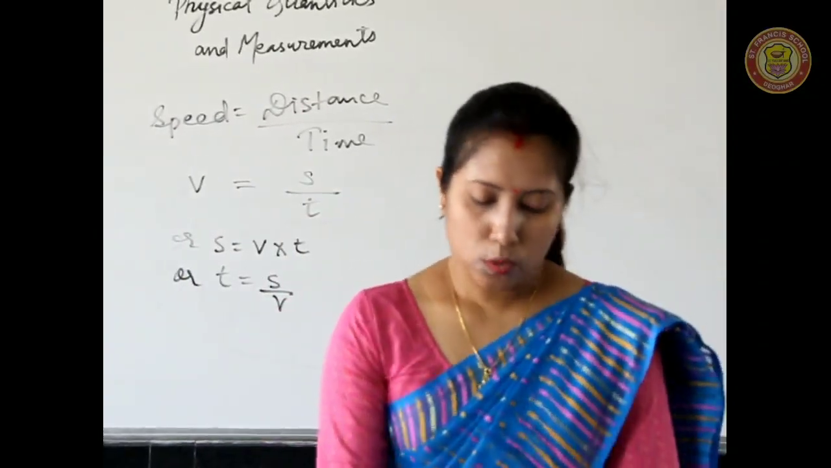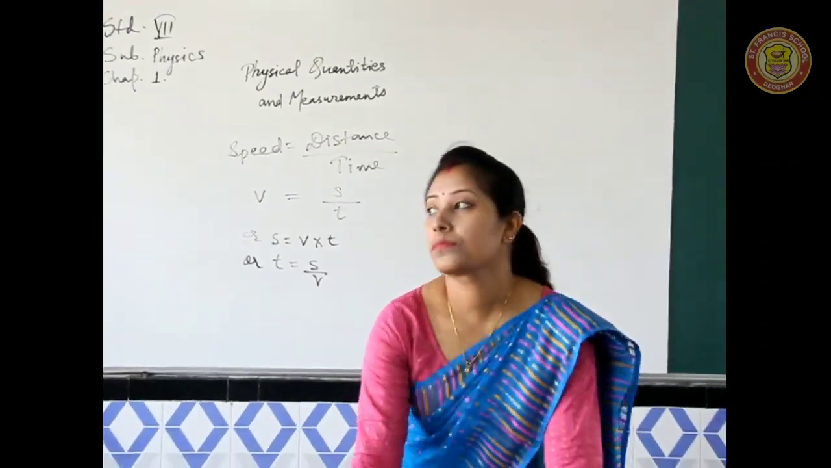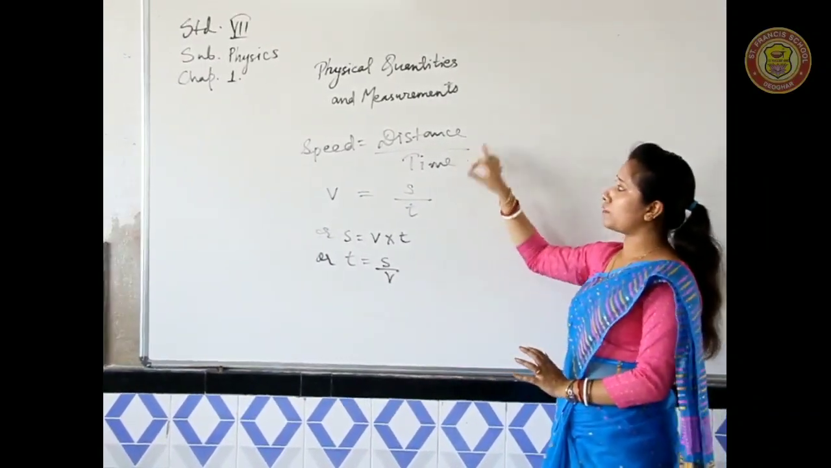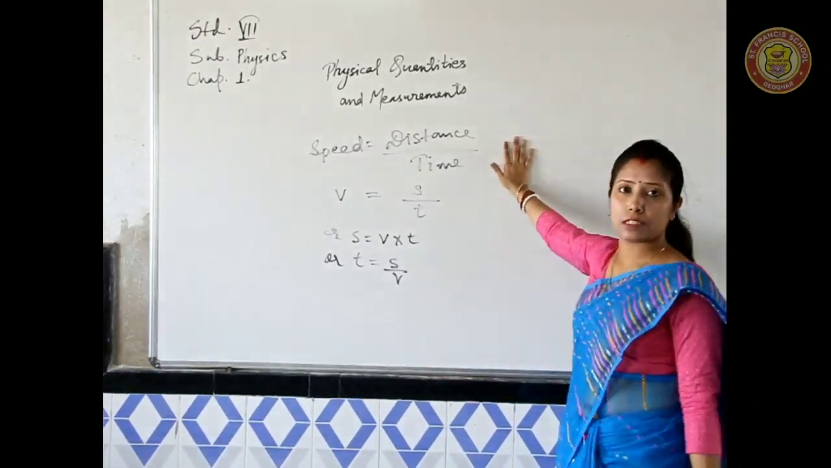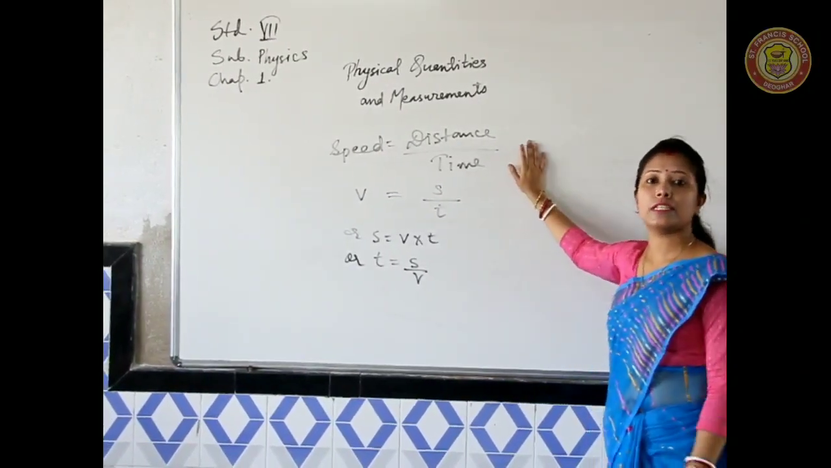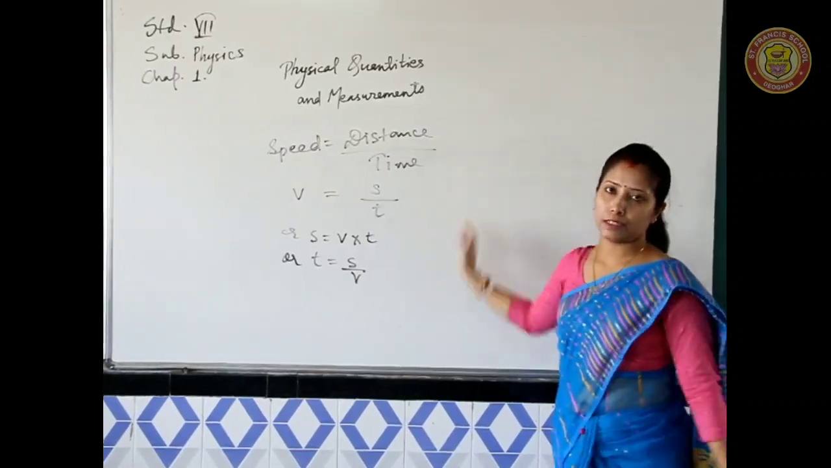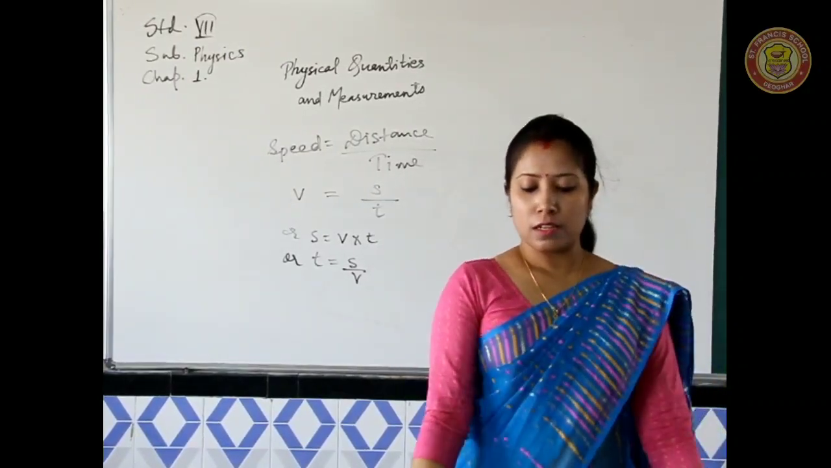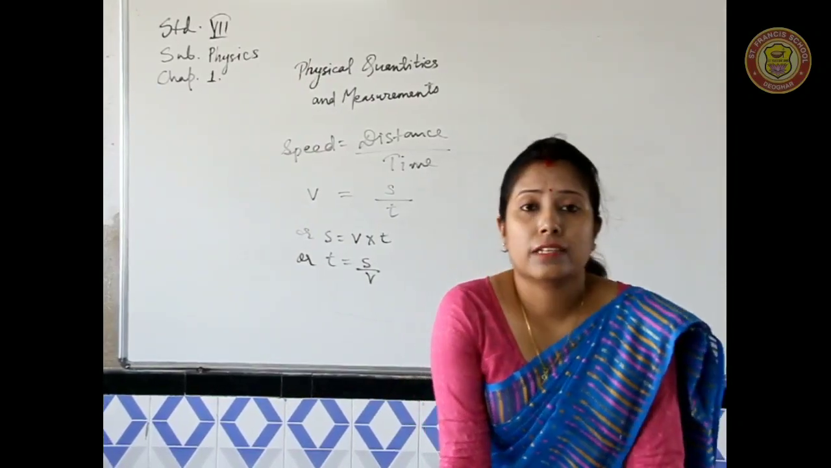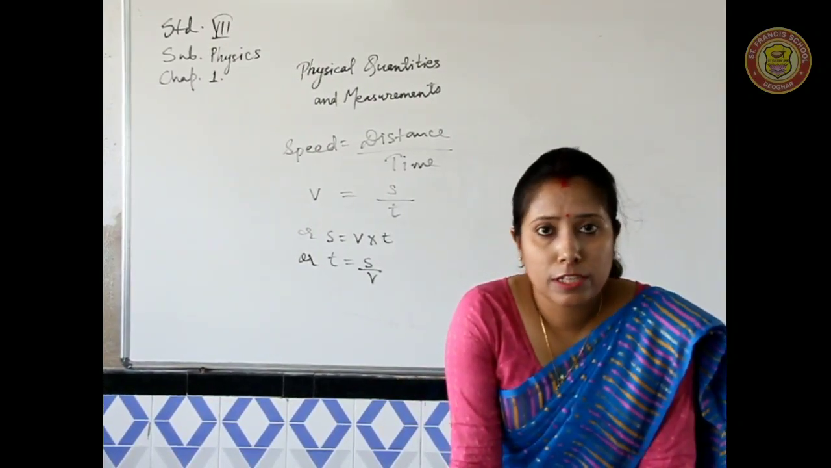So, what is the SI unit of speed? You can find the unit of speed with the help of these two. What is the SI unit of distance? Meter, and time is second. So, SI unit of speed is meter per second. So, with this we complete the first chapter and you practice the numerical problems given in your book.